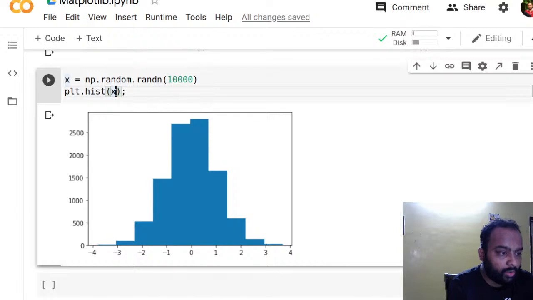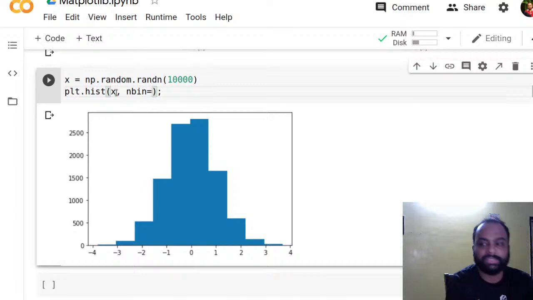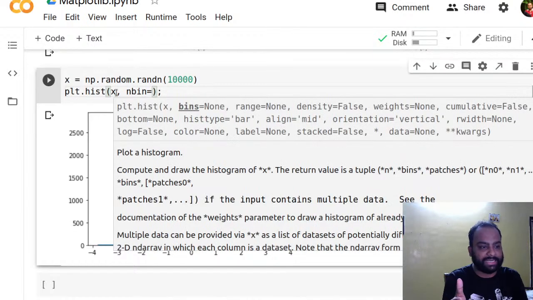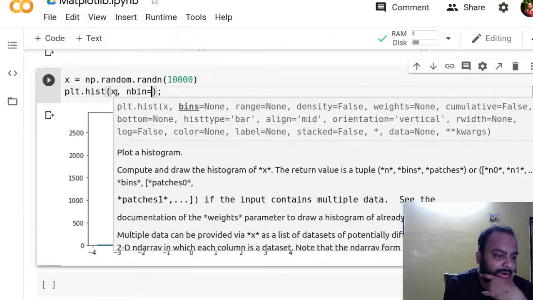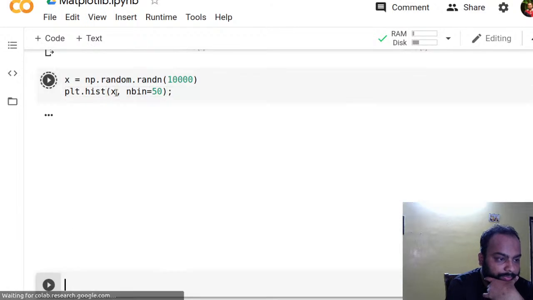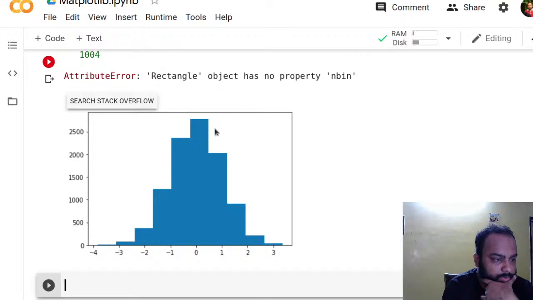Now whenever I am plotting histograms, we have a parameter called number of bins. Those who have studied statistics know that bins are essentially the spacings between the independent axes that we are assuming here. So maybe instead of the default, if the number of bins is, say, 50, it will be much smoother.